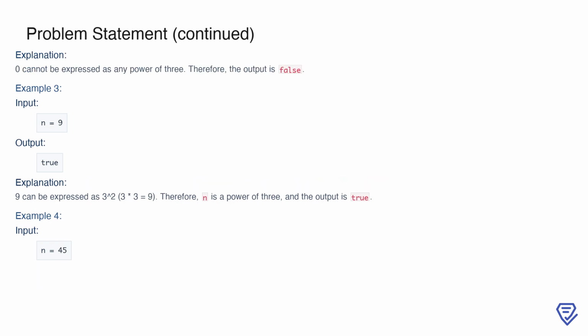Next, consider another set of examples. When n is 9, the output is true because 9 can be expressed as 3 raised to the power of 2, or 3 by 3. This satisfies the condition for being a power of 3, so the output is true. On the other hand, if n is 45, the output is false. That's because 45 cannot be expressed as 3 raised to any integer power. These examples highlight how the solution must determine whether a number can be written as 3^x or not, for both small and larger values of n.